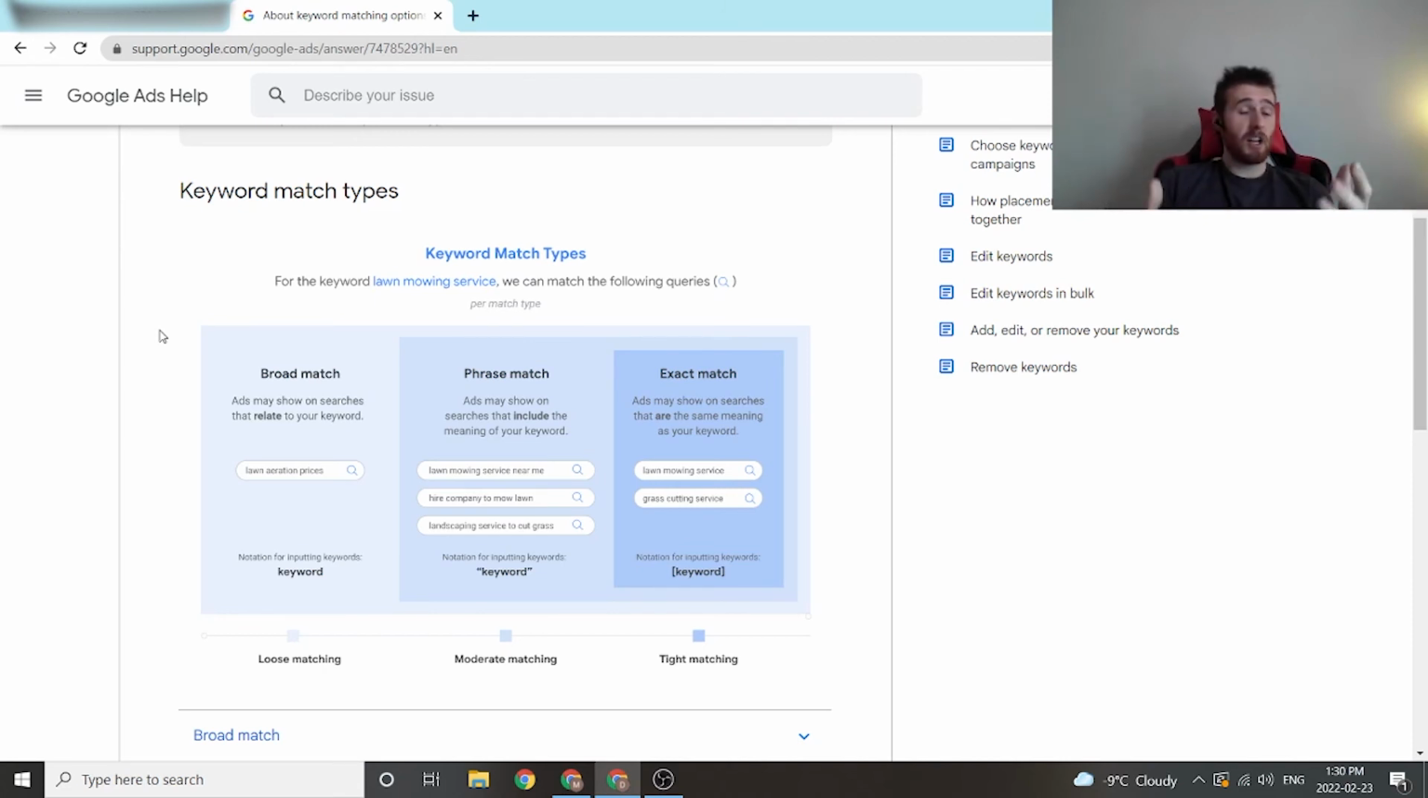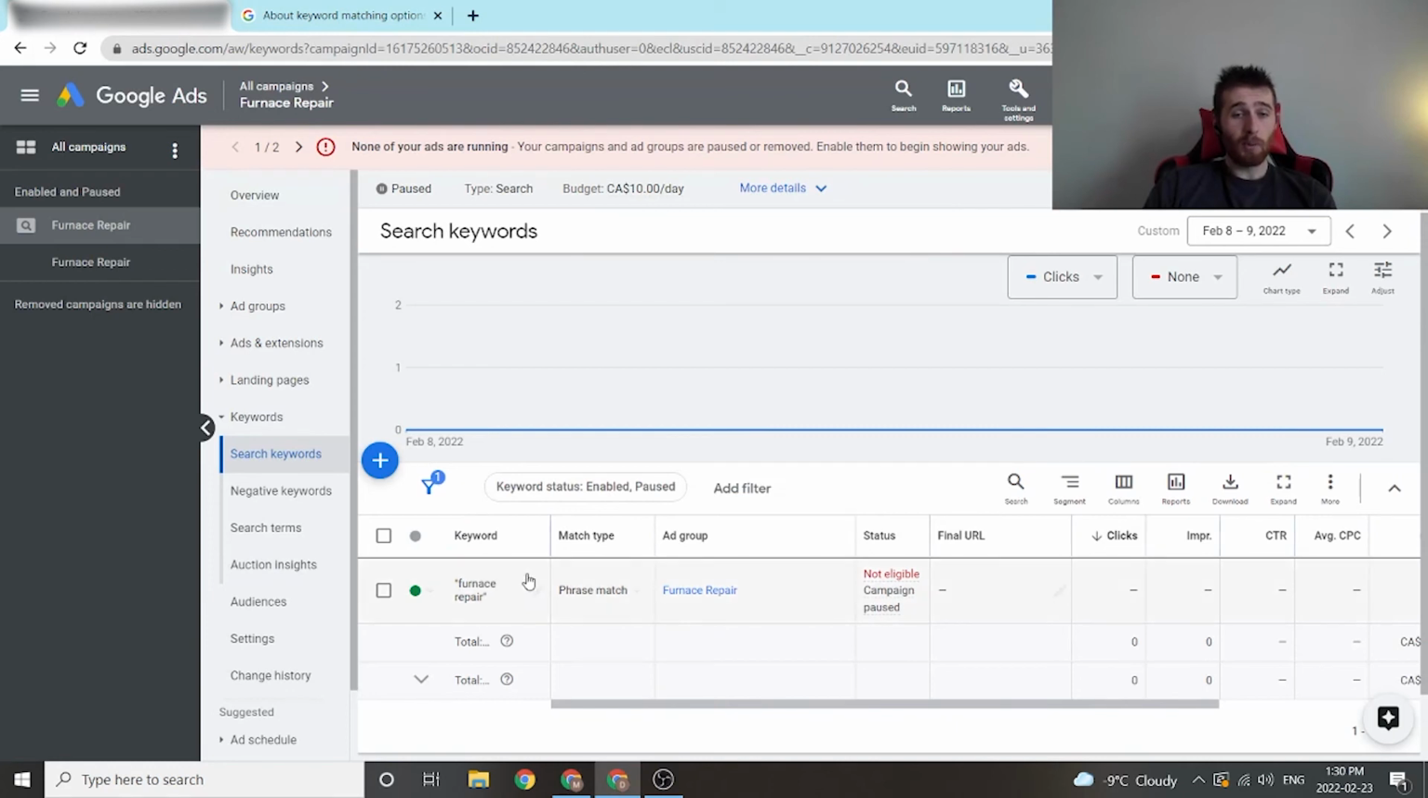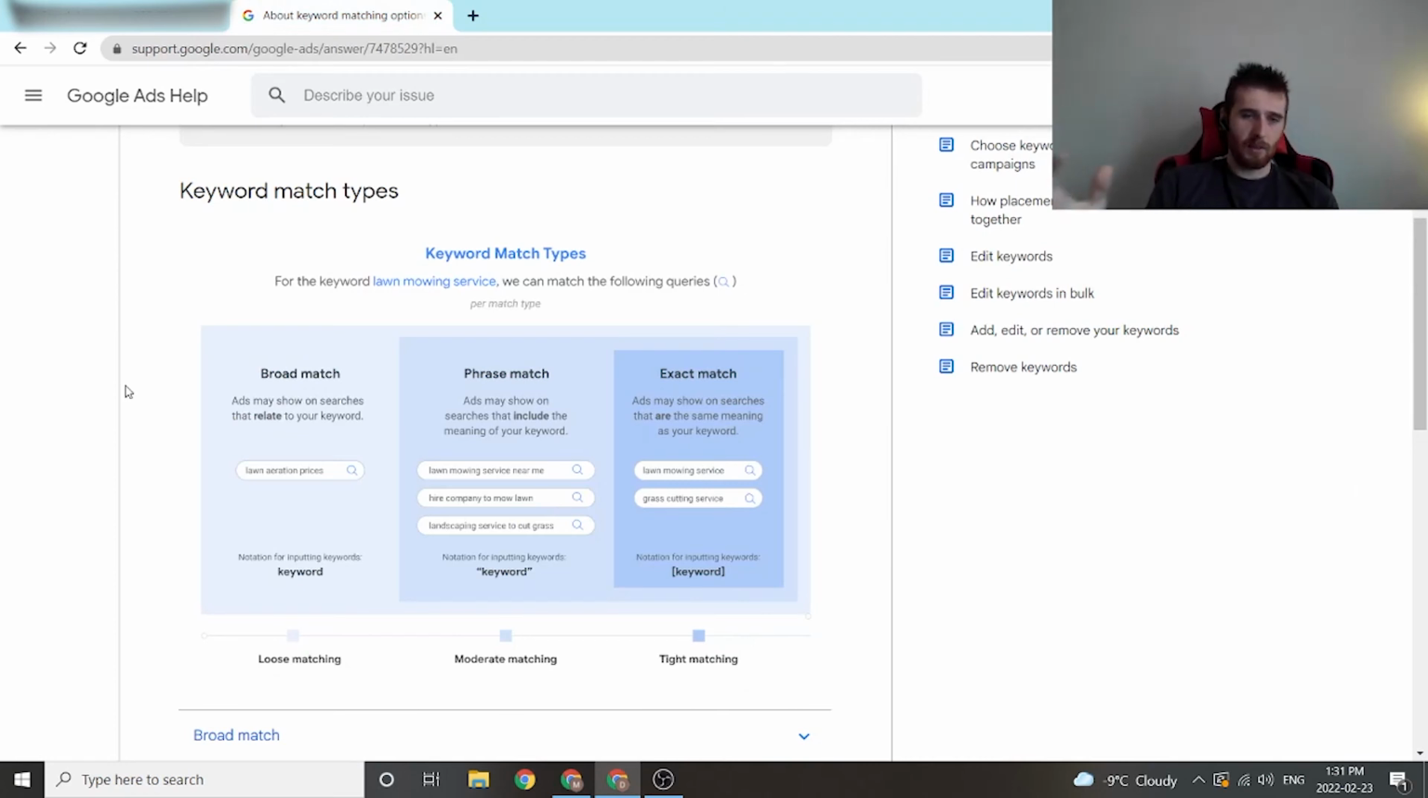For using broad match, if you happen to use it, say you're really having difficulty finding new keywords. In some of our instances, we'll use broad match in the first week or two. The way to use that is you literally don't put anything around it. You just leave the keyword blank, and that's broad match, as you can see here. Very simple to do. But broad match will target literally anything, so you've got to beware. As you can even see here, loose matching, moderate matching, tight matching.